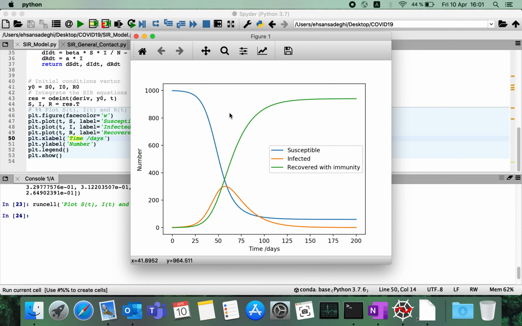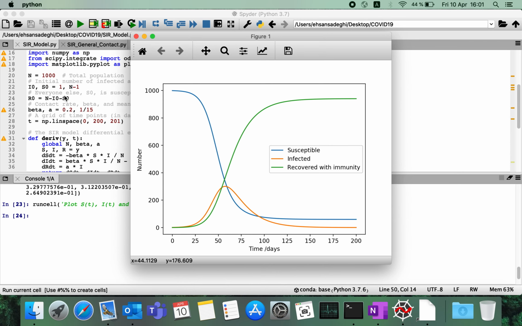So this plot is quite important. This model is very simple, but it gives us very good insight into the system. The orange one is the number of infected people. As you see, the peak is almost 300, let's say, and the peak is reached around day 57 to 60, let's say. And the number of susceptibles starts from 999 and decreases gradually over time.